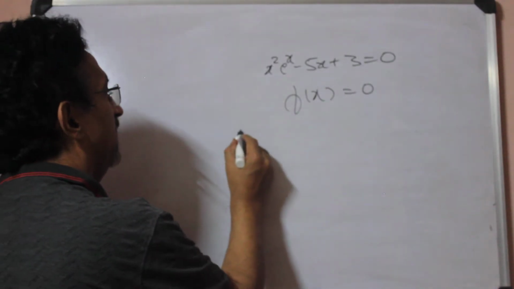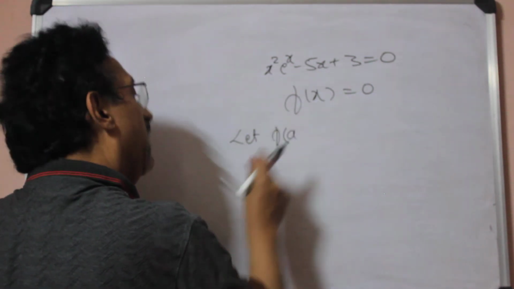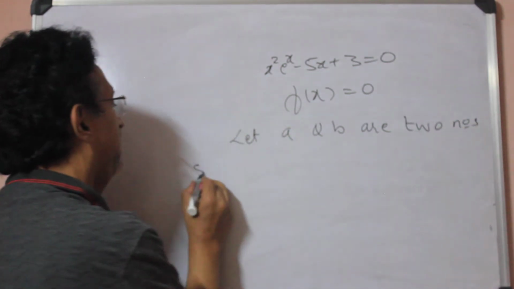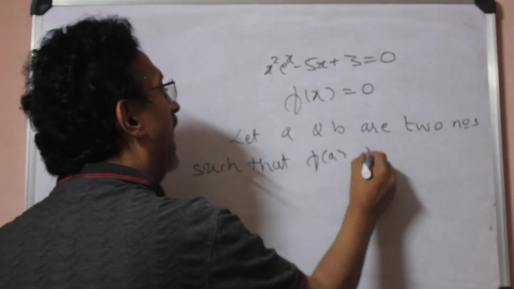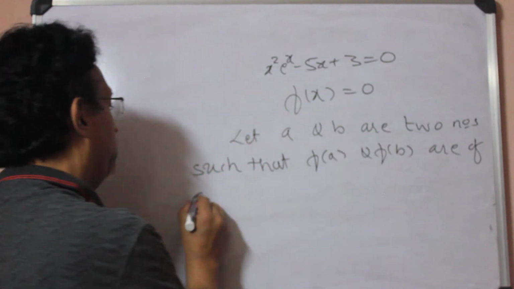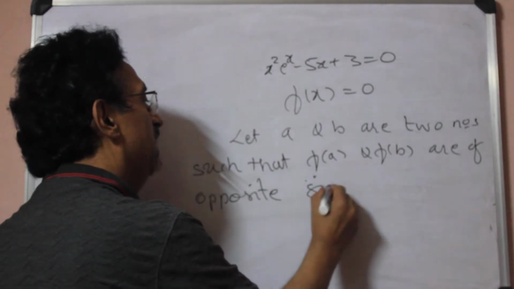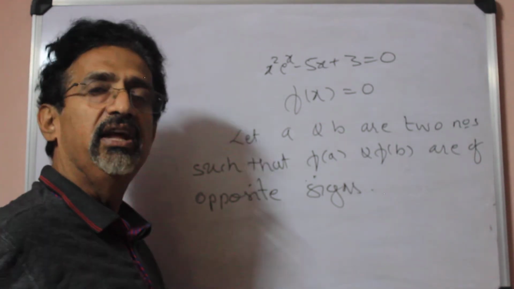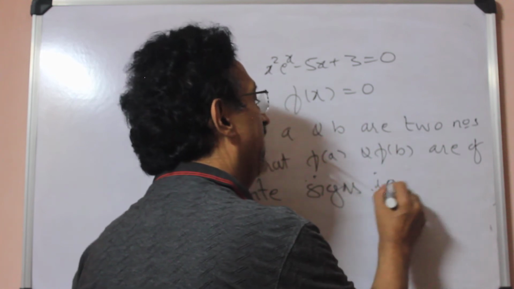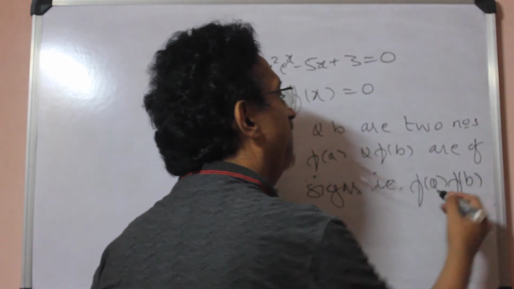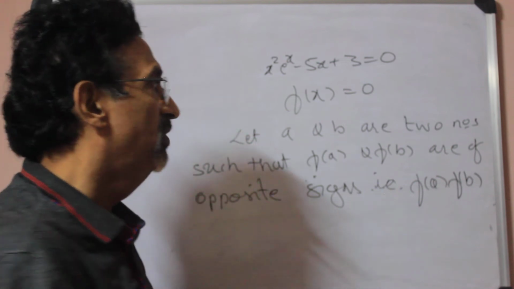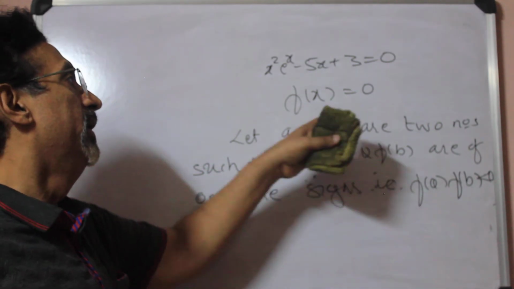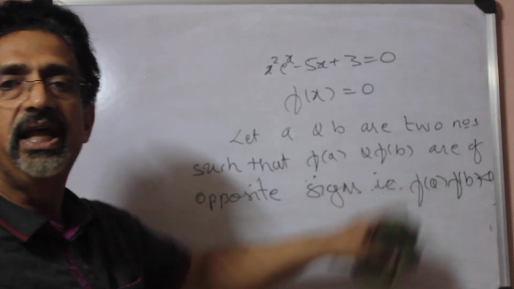One of the properties is: let A and B be two numbers such that f of A and f of B are of opposite signs. That means if f of A is positive, f of B is negative, or if f of A is negative, then f of B is positive. Mathematically, f of A into f of B, if I multiply one positive and the other negative number, I get less than 0. If f of A into f of B is less than 0, then this condition is satisfied: f of A and f of B are of opposite signs.